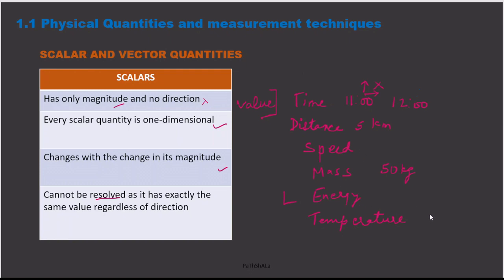I'll say what is the temperature of your room right now. Let's say it is 30 degrees Celsius. So it doesn't have any direction. It just has a magnitude. And what is the magnitude of this temperature? It is 30. What is the magnitude of mass in this case? It's 50. So this is the magnitude. The value is the magnitude. So scalar quantities are the quantities which have only and only magnitude but no specific direction. Some examples are time, distance, speed, mass, energy and temperature. Right?